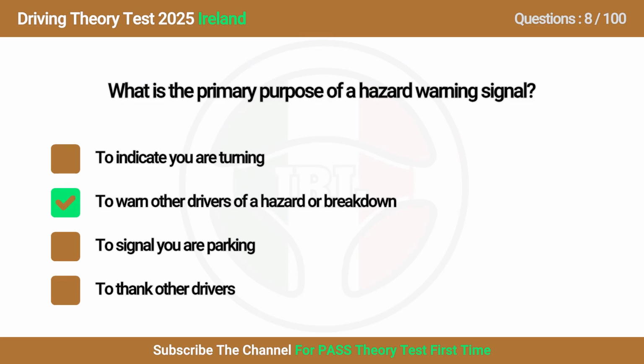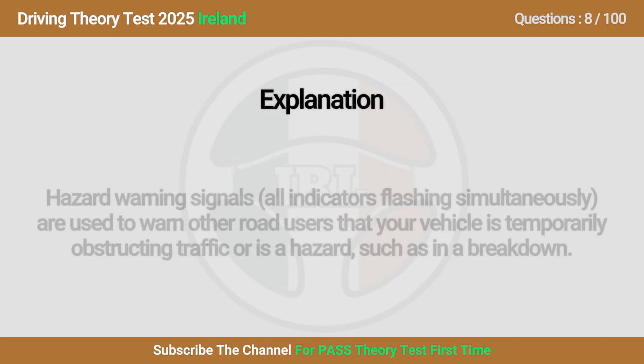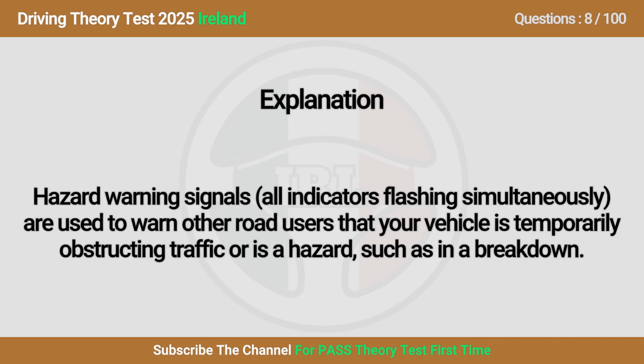Answer is B. To warn other drivers of a hazard or breakdown. Hazard warning signals, all indicators flashing simultaneously, are used to warn other road users that your vehicle is temporarily obstructing traffic or is a hazard, such as in a breakdown.